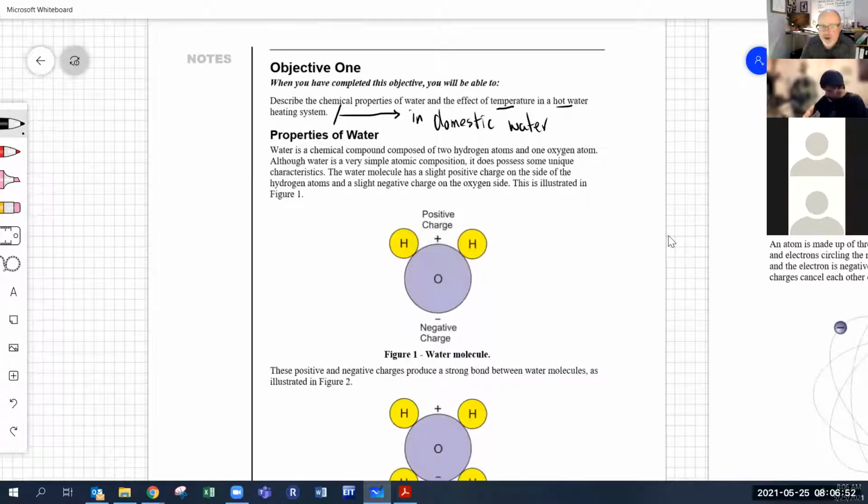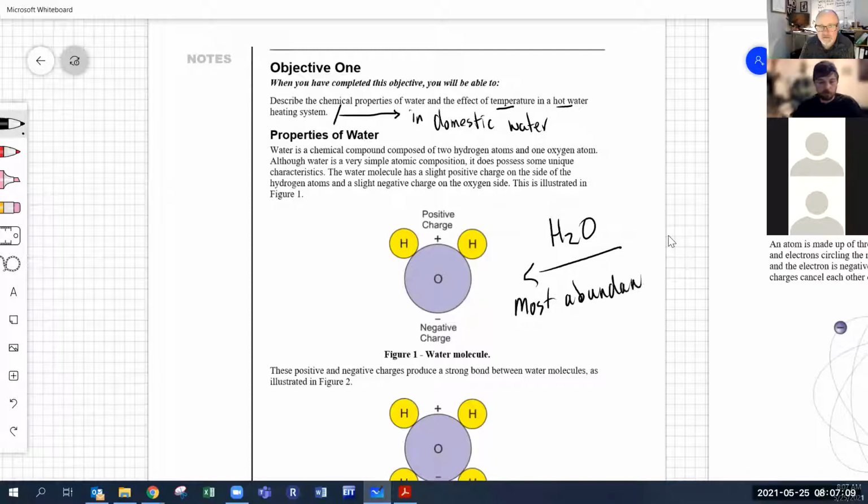So water is a chemical compound. It's H2O. We know that, right? There is a water molecule right there. H2O is the most abundant compound on Earth. It is the most abundant compound on Earth, and that's why we talk about it. 070206D is the ILM.